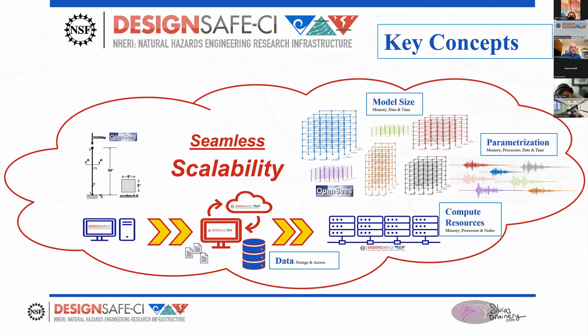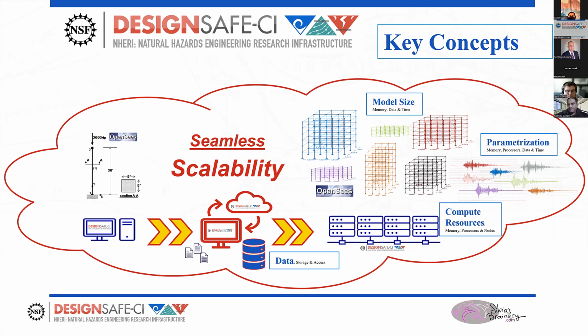And so the key concepts that I will address, and things that you need to keep in mind, are your model size, and I'll explain what kind of things control your model size. Parameterization, that takes up memory, processors, and also a lot of data and time. Your compute resources, as well as your data and your data storage and access. So these are the 4 different keys that for me really drive, and something that you need to keep in mind at every stage in deciding what to do with your OpenSees model, what to run it on, and how to run it.